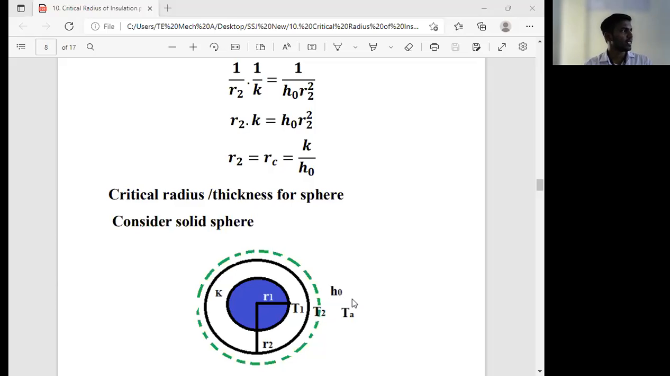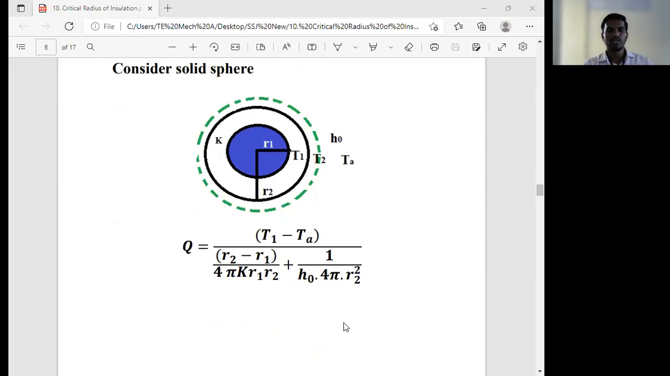What is the equation for the sphere? R2 minus R1 divided by 4 pi k R1 R2, and for air it is 1 upon HA. Here it is a sphere, so what area will we take? 4 pi R2 square. Okay, so write down Q is equal to T1 minus TA divided by R2 minus R1 divided by 4 pi k R1 R2 plus 1 upon HO into 4 pi R2 square.